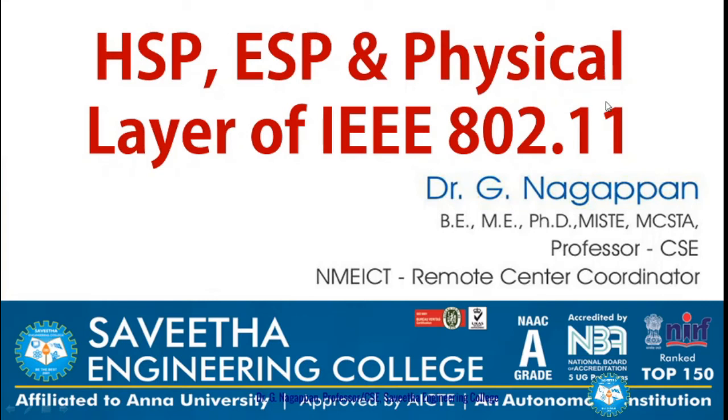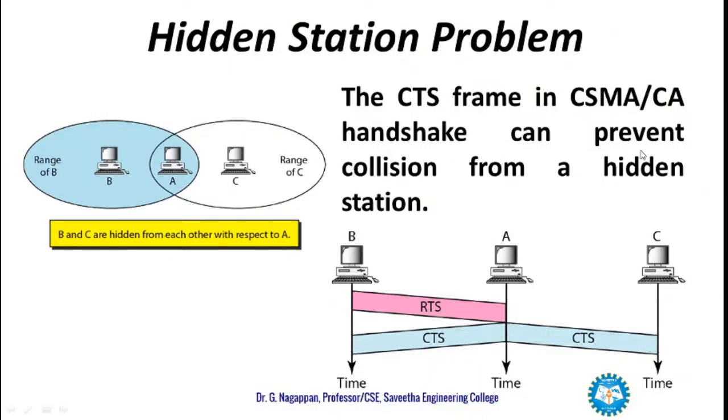Now let us see about HSP, ESP and the physical layer of IEEE 802.11. The hidden station problem (HSP) is known to us, where B and C are hidden from each other with respect to A in between.